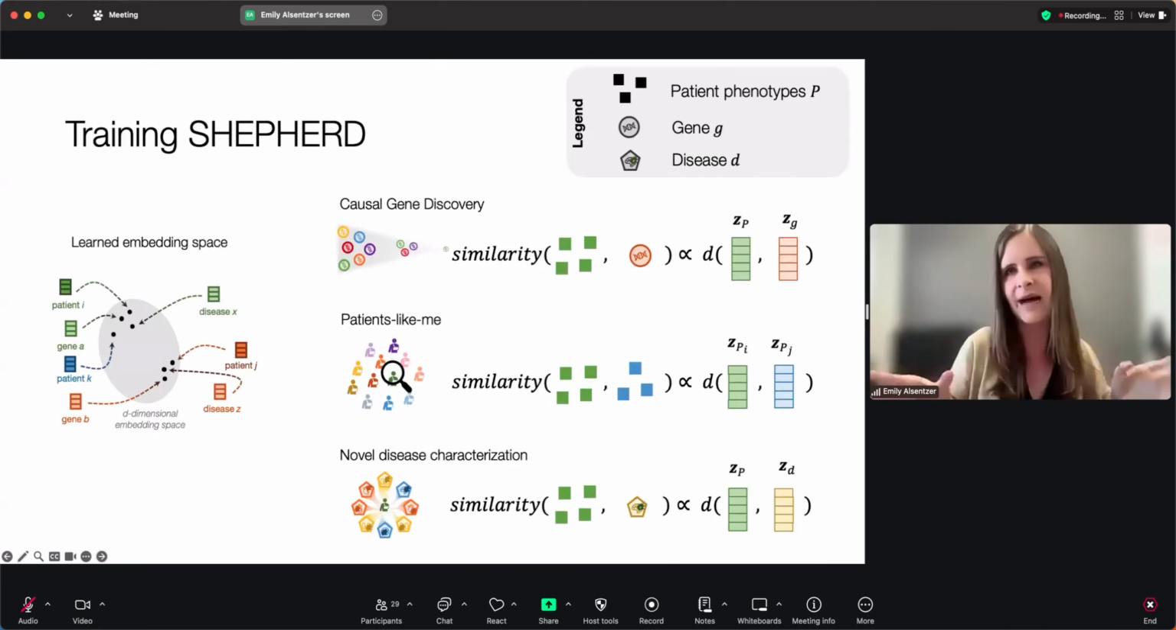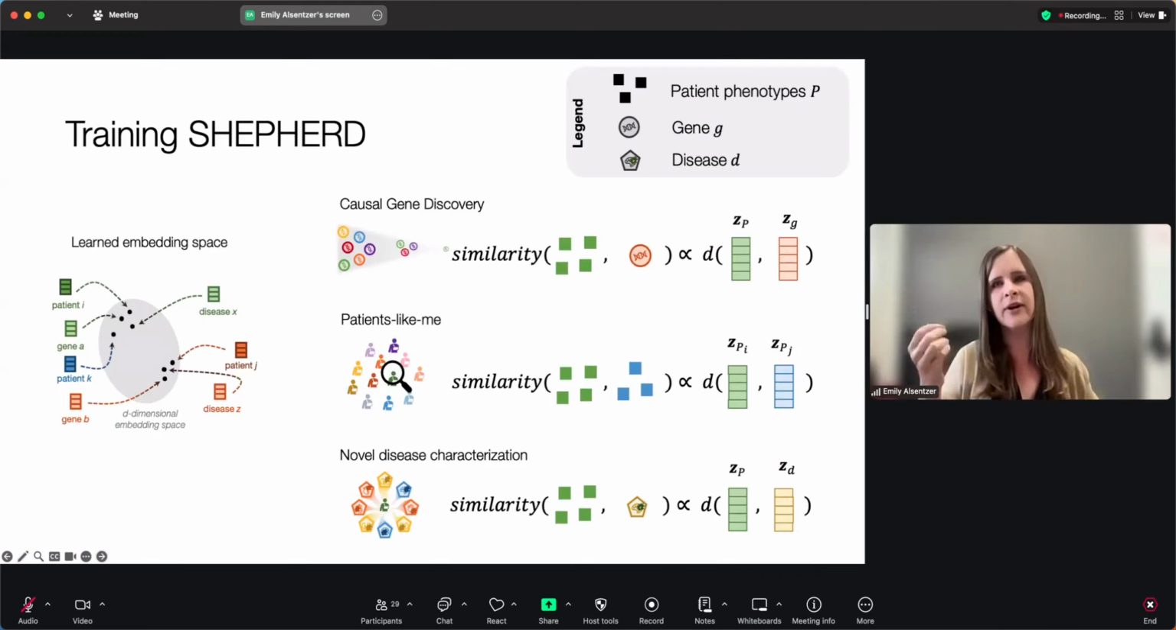This is just the kind of high-level idea of the training process. The core idea is we're effectively learning the similarity metric between the patient phenotypes and either the candidate gene, disease, or patient that's reflected in that learned embedding space, so that at inference time, we can then use that similarity to be able to rank candidate genes or diseases or patients.